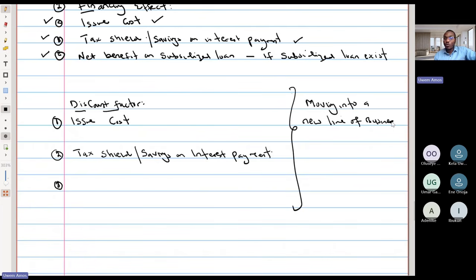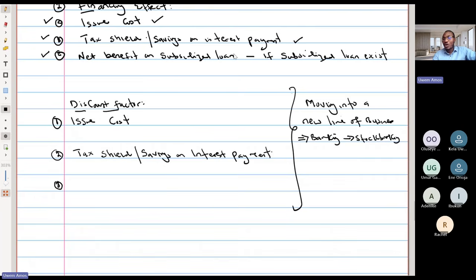So because the company is moving from banking to stockbroking, the company's risk would change because that's a new line of business to the company. So the company would need to look for another business that is into stockbroking, which is what it wants to go into. So whenever you read a question and the question tells you that this company is moving into another line of business, then automatically know that you're going to use the proxy details.